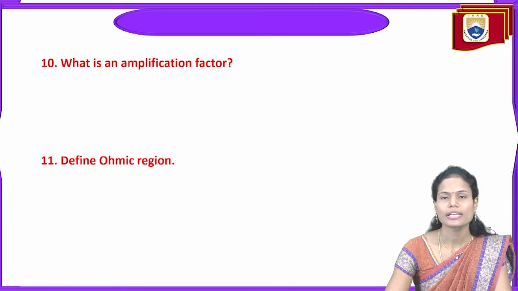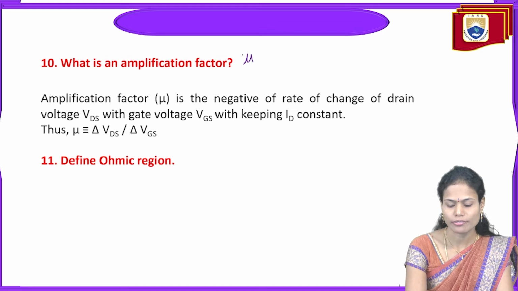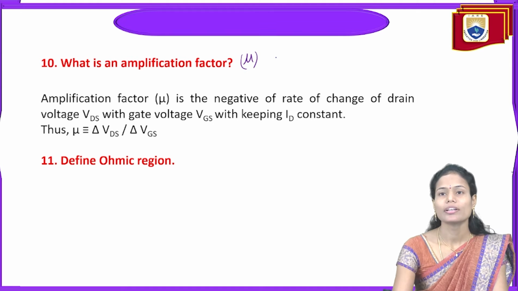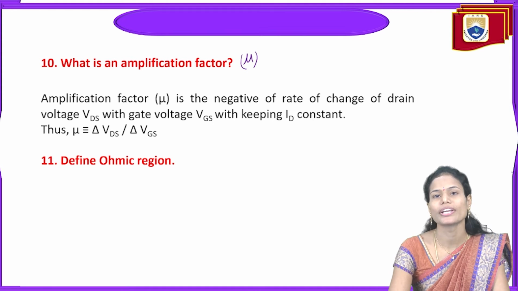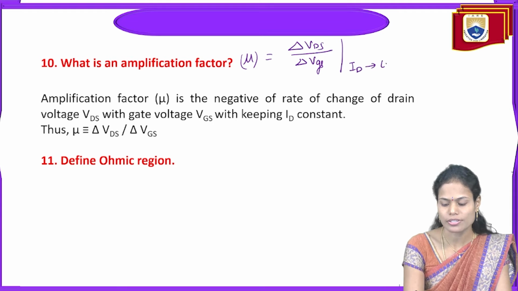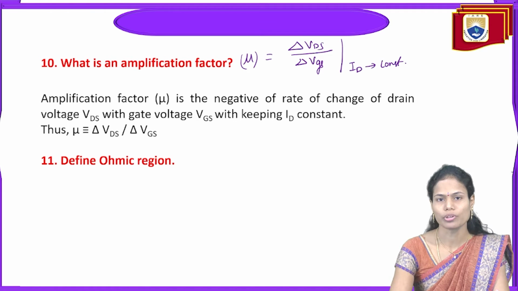And next, what is an amplification factor? So amplification factor we will indicate with mu here. This amplification factor is the rate of change of drain voltage VDS with gate voltage VGS, keeping ID constant. That is nothing but the variation of drain to source voltage to the variation of gate to source voltage whenever the drain current is constant. So that indicates the amplification factor, that is the amplification of the applied gate to source voltage.